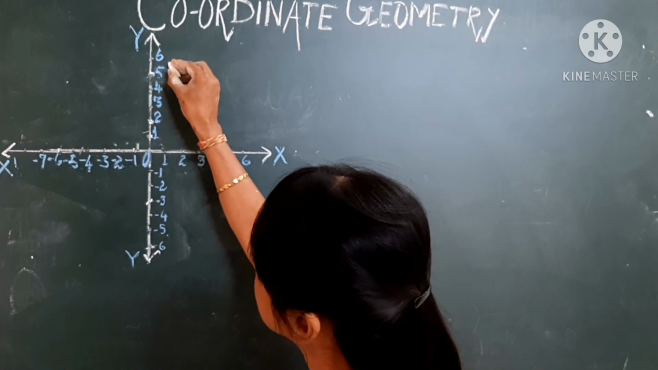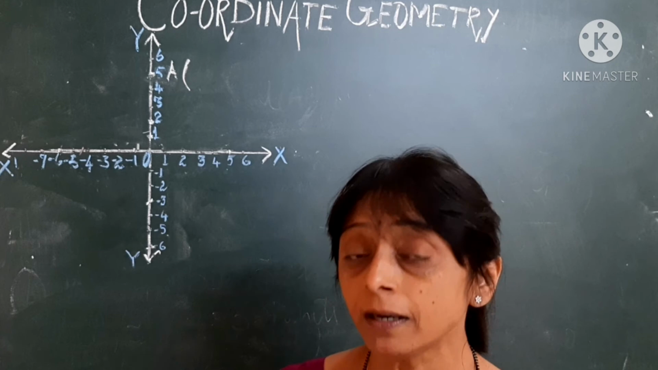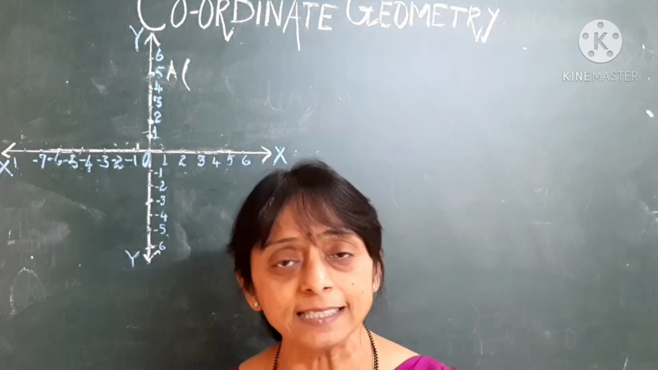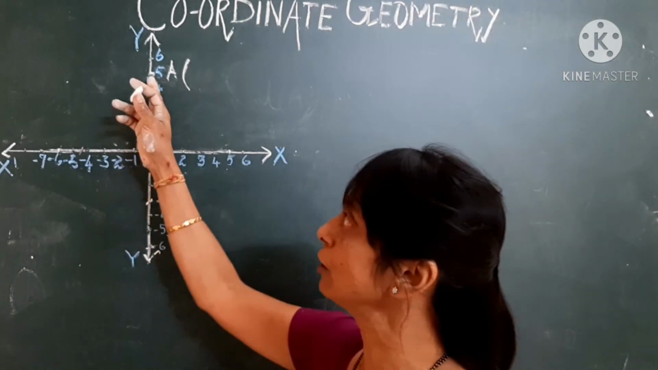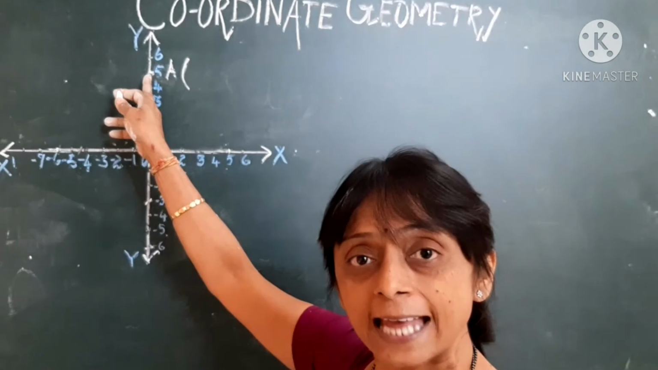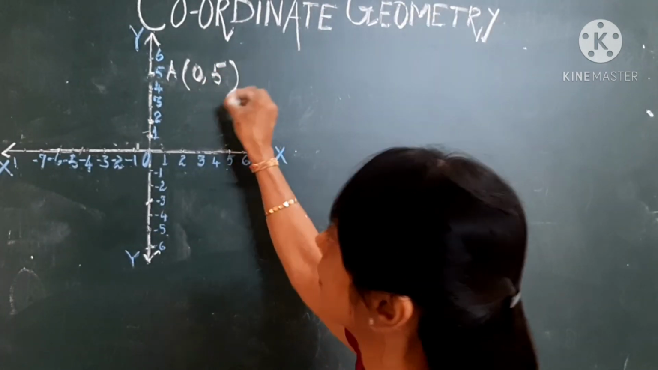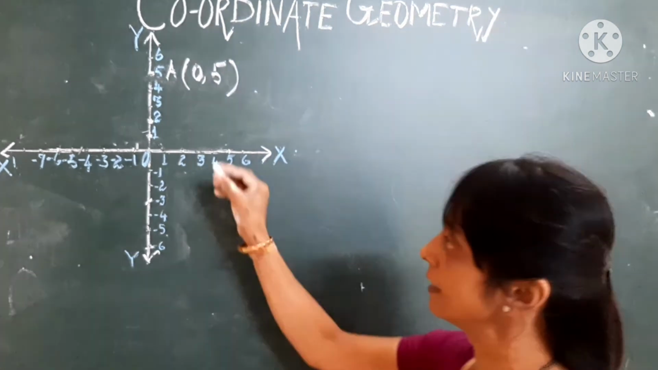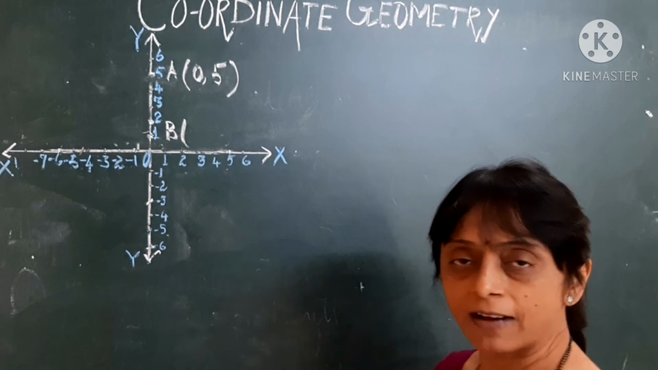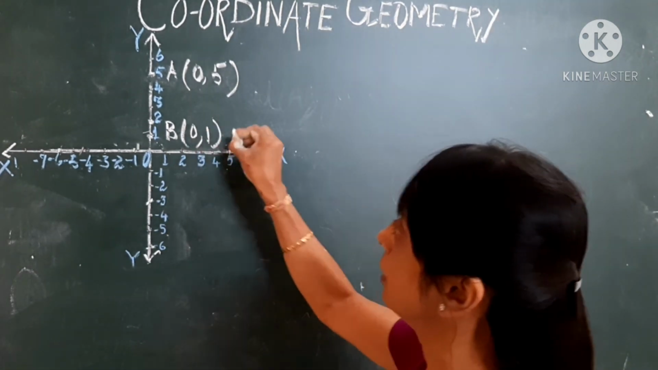Here I have point A. So the coordinate of point A now. Remember, the point is lying on the y-axis. Any point lying on the y-axis, its x-coordinate will be 0 because it is positioned exactly at which coordinate? At 5. So x-coordinate is 0 and the y-coordinate is 5. Let's take one more point. Again, it is positioned on the y-axis. So its x-coordinate is 0 and y-coordinate will be 1.